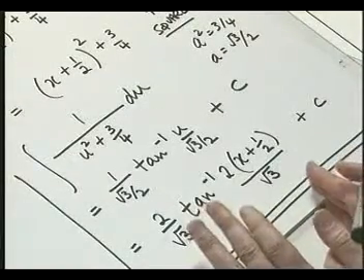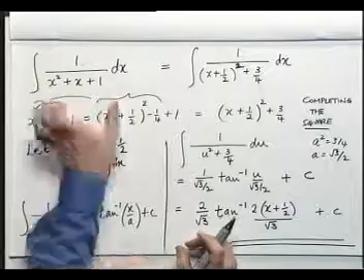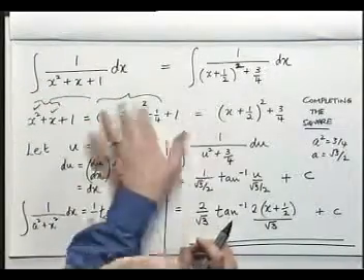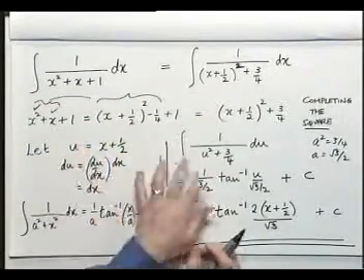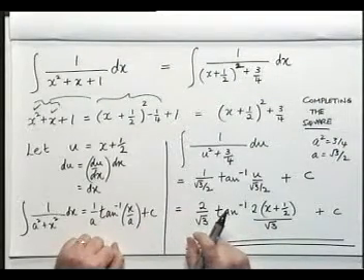And that's the answer. So in other words, to integrate a constant over an irreducible quadratic factor, we can complete the square, as we did here, and then use integration by substitution to finish the problem off. So that's what happens when we get a constant over the quadratic factor.